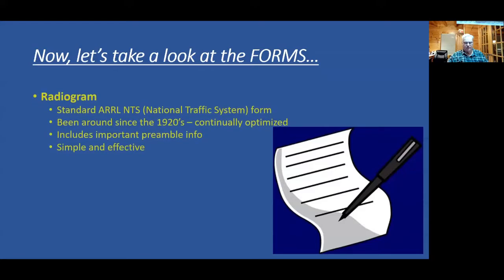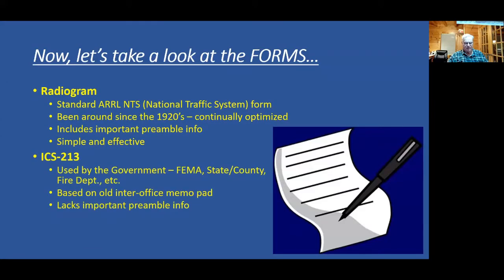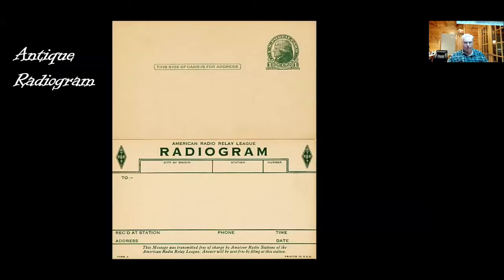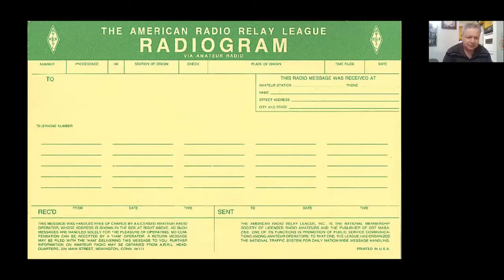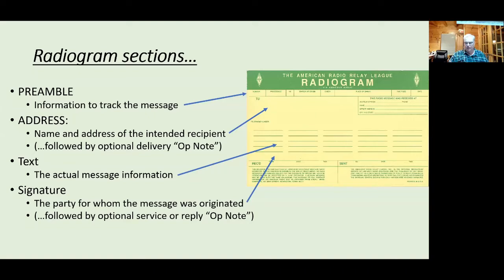Now let's look at the forms. We got the radiogram and the ICS 213. And who knows, there may be some other form that some served agency wants us to use. Maybe the hospital has a different form that they want us to use. We don't know. But our default is the radiogram. This is an antique one, which is actually a postcard, penny postcard. And that's the one that we're using now. There's 4 sections to it: the preamble, or the gazinta, the address, the text, and the signature, the kamada.